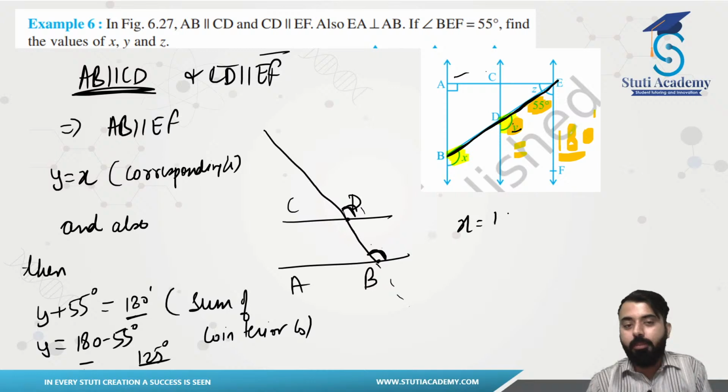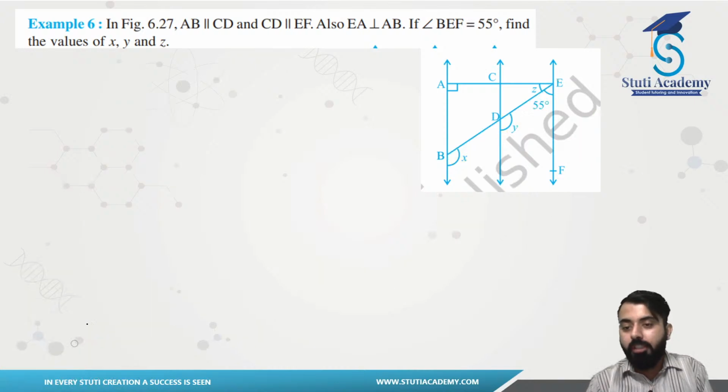So X itself will be what? 125 degrees. Now there are multiple ways to solve this. You can do it with this method, and there is one more way. So remember your X is 125 and your Y is also 125. Now we can move with another method also.